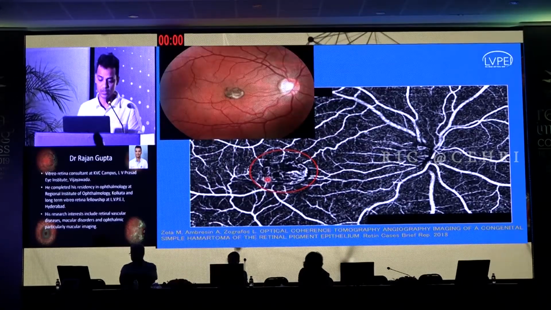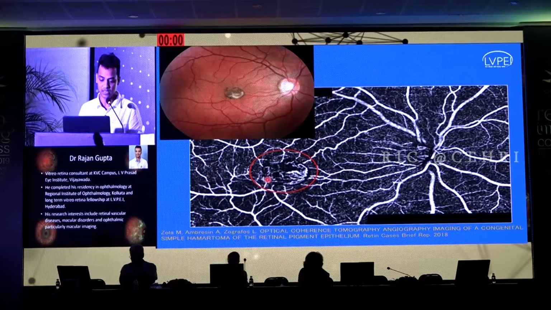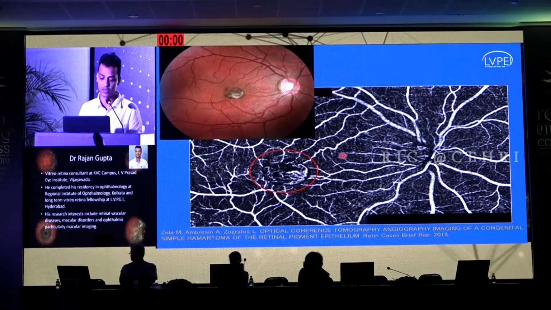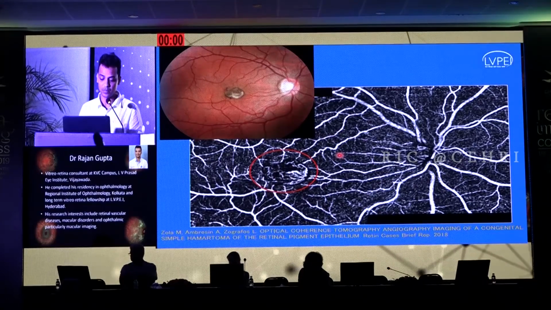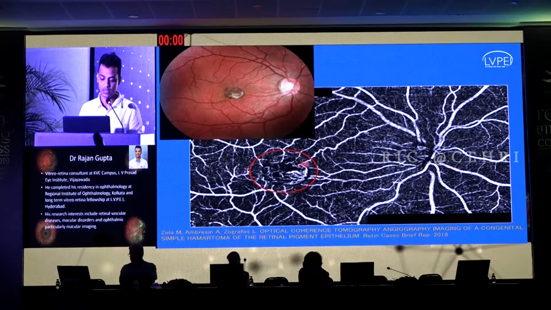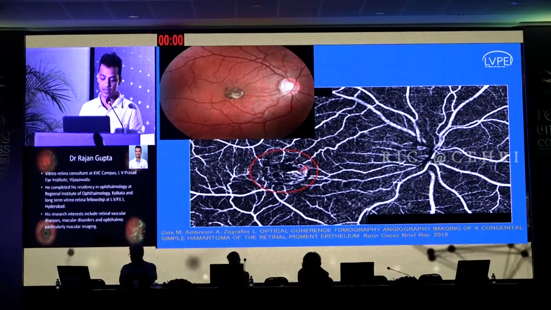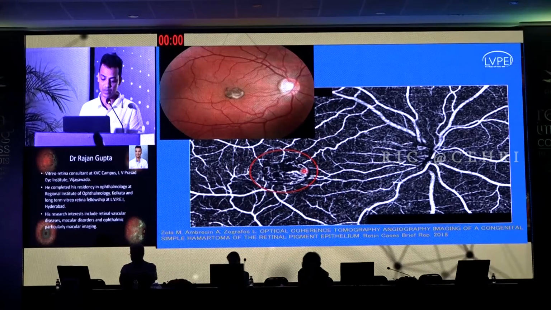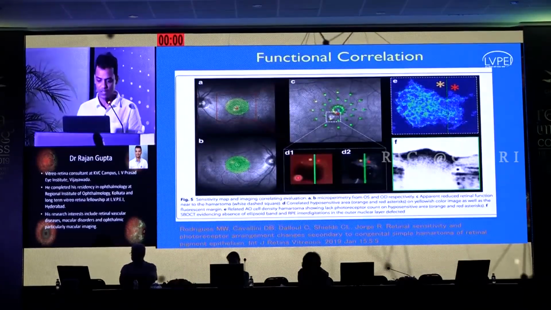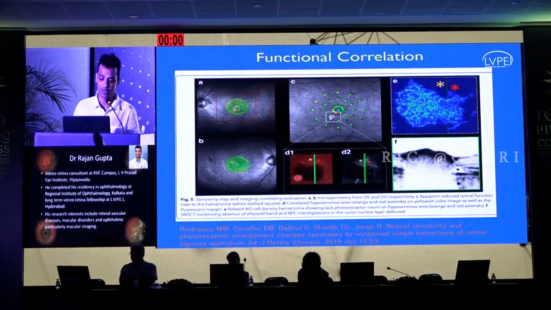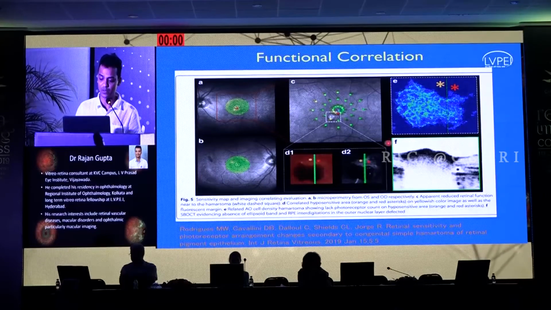Also, there is utility of OCT angio in these cases, because the fluorescein is masked by the pigmentation and produces predominantly blocked fluorescence, and the OCT angio showed the inherent vasculature in radially oriented retinal vessels, which were continuous with the vasculature inside the simple hamartoma. The functional correlation shows the hyposensitivity in the microperimetry and the reduced density of the cones in the adaptive optics.